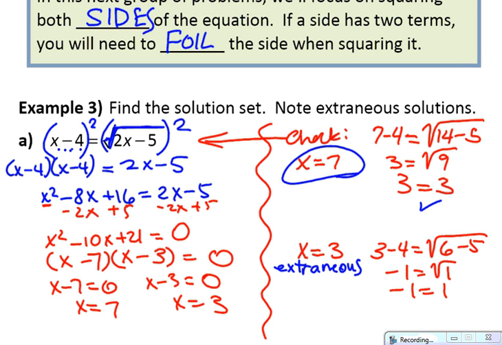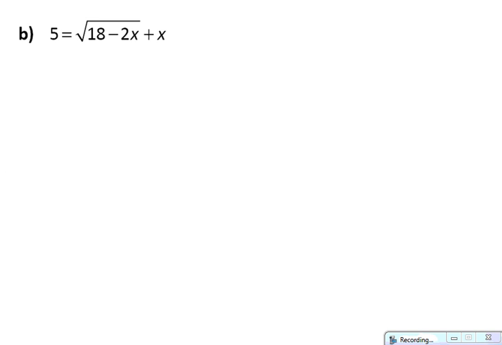Now you'll need to always check it. Sometimes they both work. Sometimes, like in our 2 examples here, only one of them works. Sometimes neither one of them works. So you want to always check. One last example. On this one, notice that we need to isolate the radical.